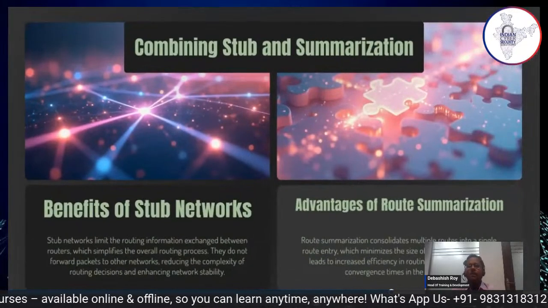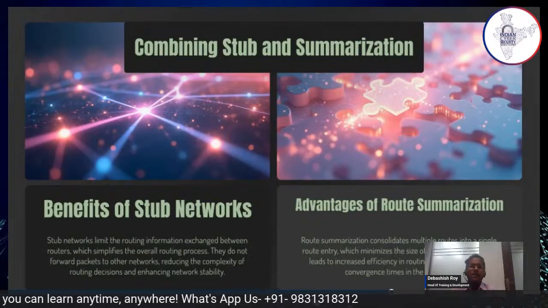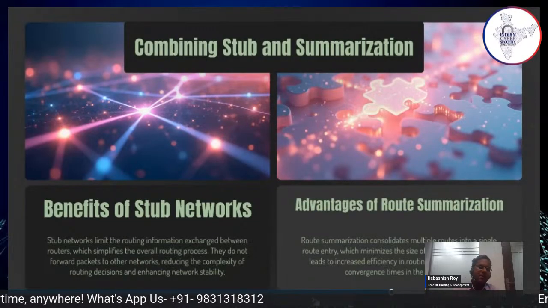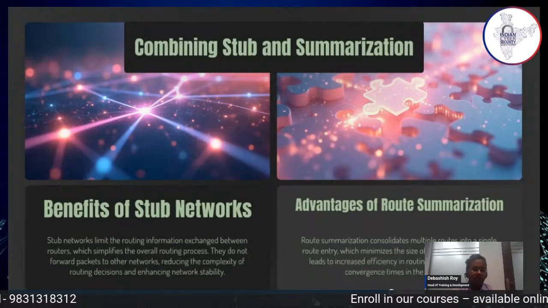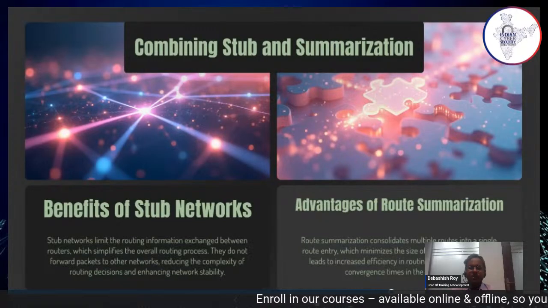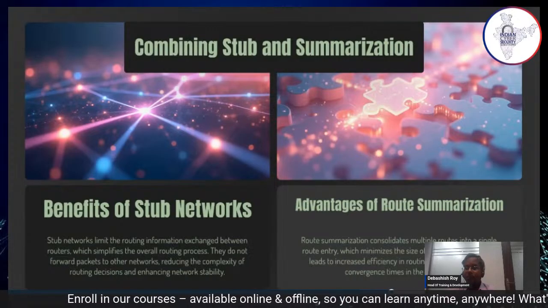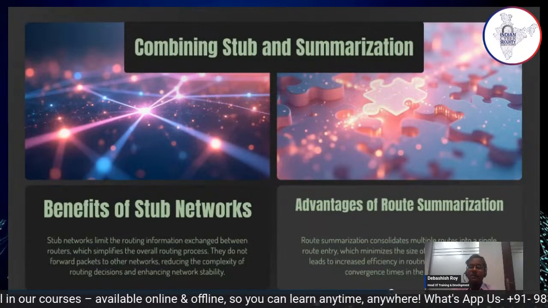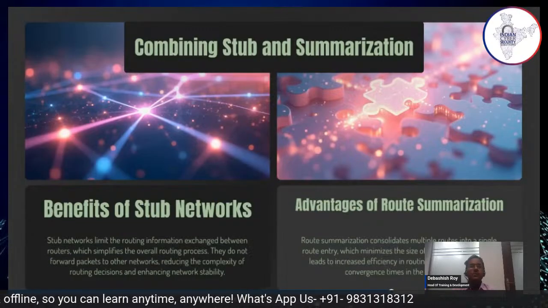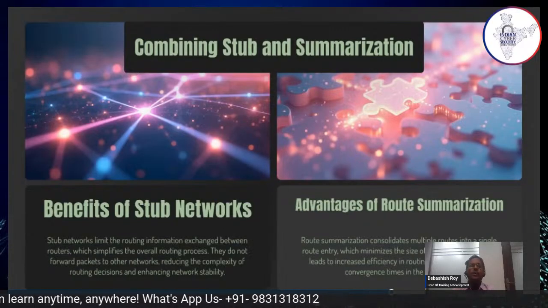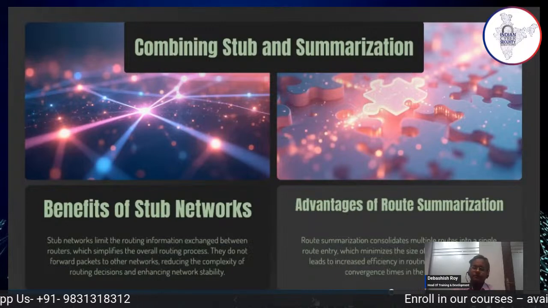Now you can combine stub and summarization both in order to achieve the best result. Now, what are the benefits of stub network? Stub networks limit the routing information exchange between routers, which simplifies the overall routing process. And route summarization consolidates multiple routes into a single route entry, which minimizes the size of the routing table. They both are two very unique features to minimize the routing updates. So you have to combine them. That is the best practice.